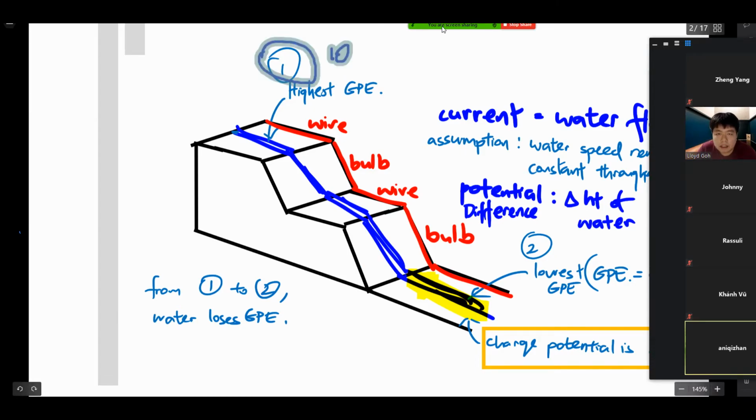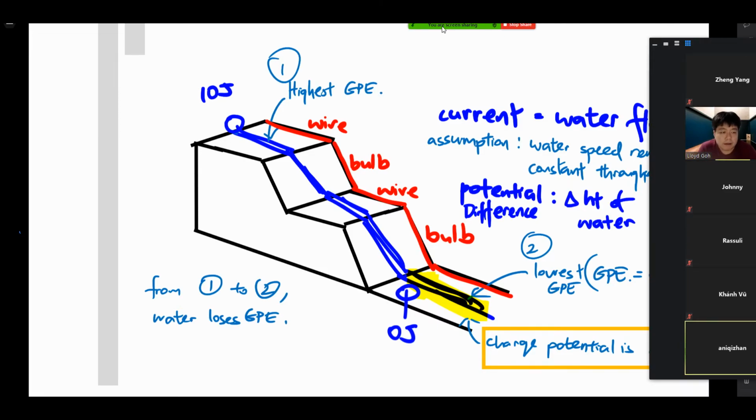So this ball has 10 joules of GP here. As it continues rolling, even when it's here, the GP is also 10 joules. As it continues rolling down, it will reach this point, and maybe at this point the GP is 5 joules, because it loses certain height. And then finally it rolls all the way down, and over here the GP is 0 joules. You agree? So there's a loss in GP.